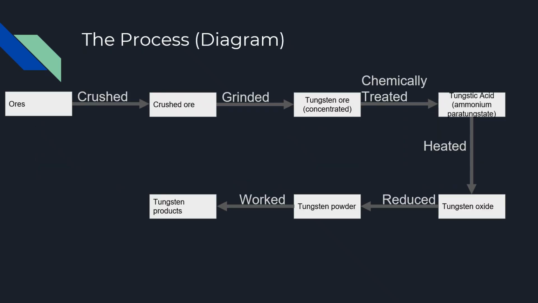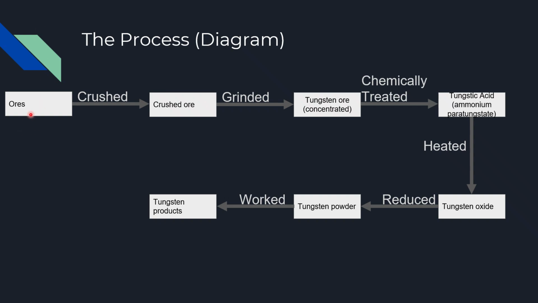Process diagram. This flow diagram shows the complete journey from raw tungsten ore to concentrated material, chemical treatment, conversion to an oxide, hydrogen reduction, and finally the creation of tungsten powder and its products. It is a clear step-by-step map of how a raw rock becomes a vital industrial material.